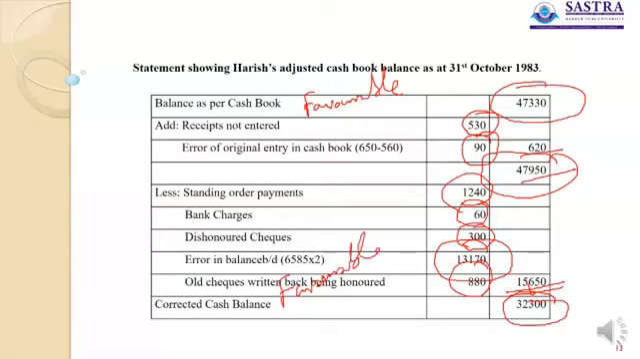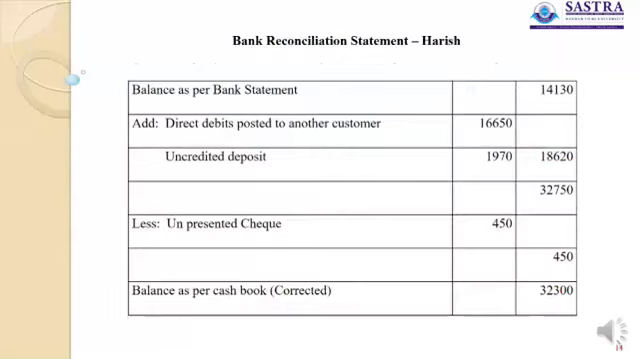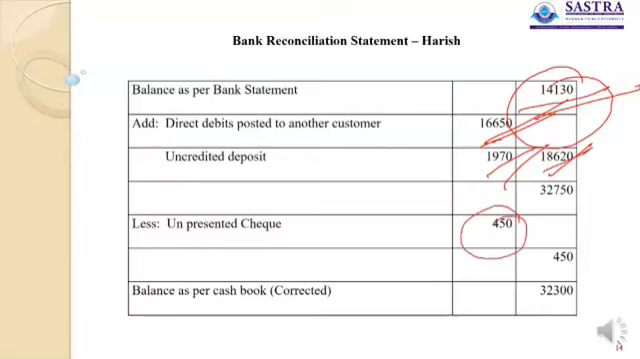See, a comprehensive illustration that taught you, and I hope you would understand how to adjust the cash book balance before going for the bank reconciliation statement. We shall see. Before that, the bank reconciliation statement 14,130, 16,650 is direct debit, and 1,970, total 18,620, then unpresented checks worth 450, so 32,750 has been taken here, and the balance as per cash book is arrived.